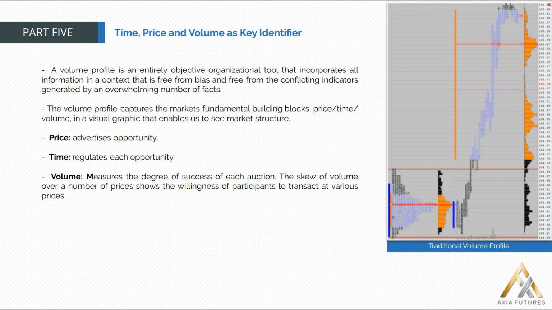Part 5, time, price, and volume as a key identifier. Now, we've been through a lot of this in Module 1, and we've spoken a lot about the 3 elements that make up the auction. So let's just briefly go over it again, just refresh your mind and make sure you understand the 3 key elements. So firstly, a volume profile is an entirely objective organizational tool that incorporates all information in a context that is free from bias and free from the conflicting indicators generated by an overwhelming number of facts.